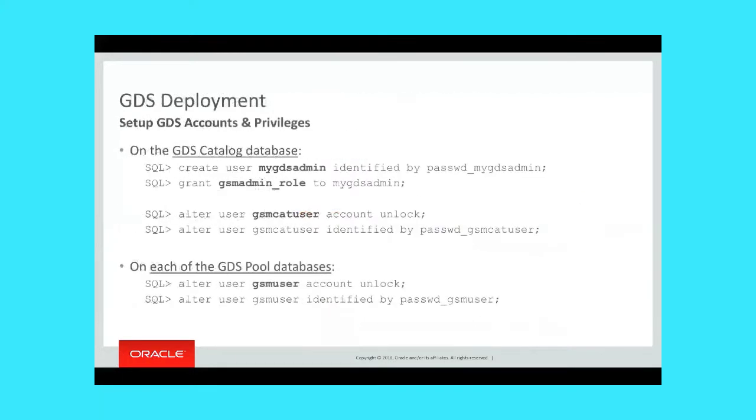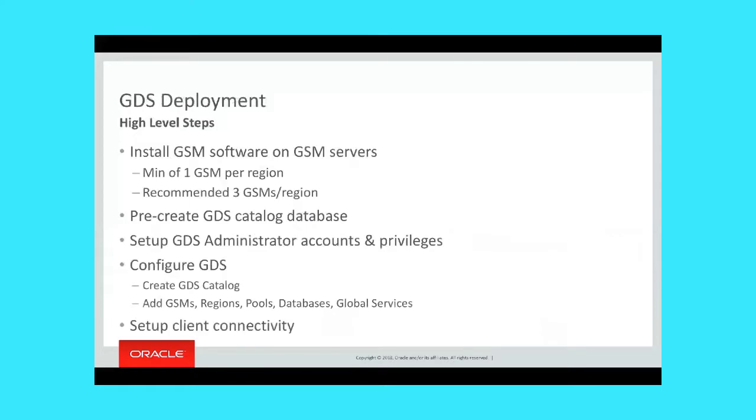So now, from a deployment perspective, how do I deploy GDS? It's actually quite simple. Let me illustrate the high-level steps. The first thing that you would do is, as I said, download the GSM media and install it on the specified nodes. Typically, we recommend you have 3 GSMs per region for high availability and scalability. The minimum you want is at least 1 GSM per region.